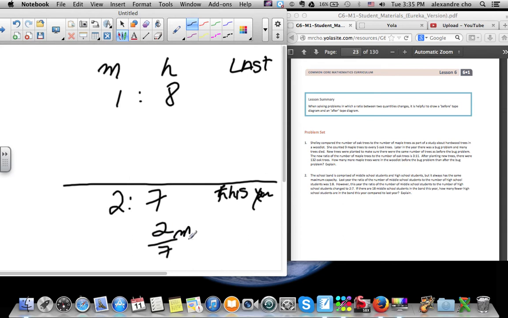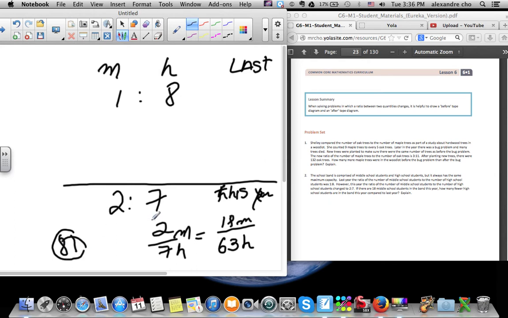And I'm going to go 2 middle school students to every 7 high school students equals, and here I can write 18 middle school students. If I have 18 middle school students, the relationship here is 2 times 9, so I'm going to do 7 times 9 at the bottom, which is going to give me 63 high school. So this year, the total number of students is those two numbers added up together, 18 plus 63, which is going to give me a total of 81 students this year.